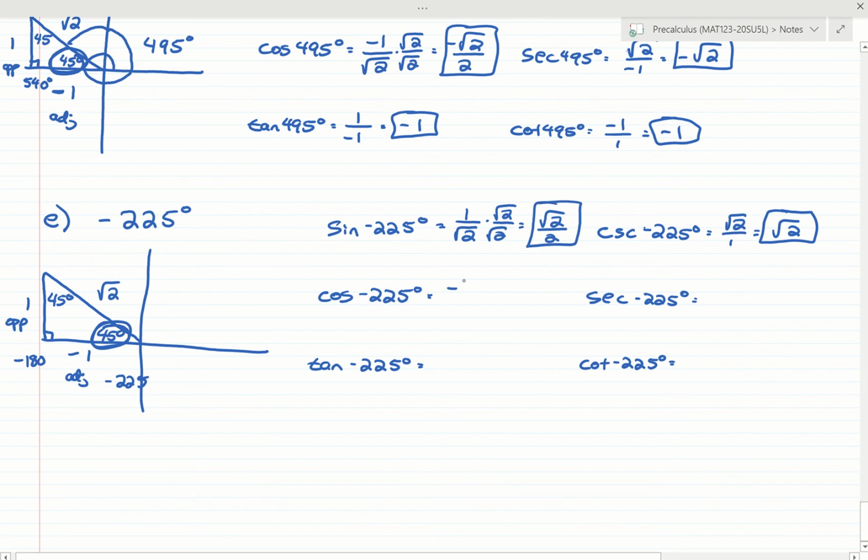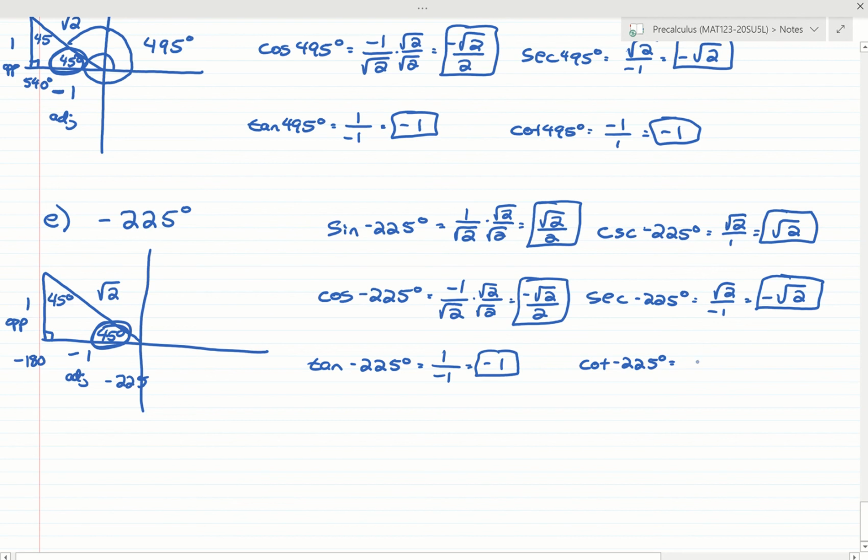Cosine would be the adjacent over hypotenuse. Reciprocal would be root 2 over negative 1, which is negative root 2. Rationalized would be negative root 2 over 2. And then the tangent would be 1 over negative 1. And cotangent would be negative 1 over 1.